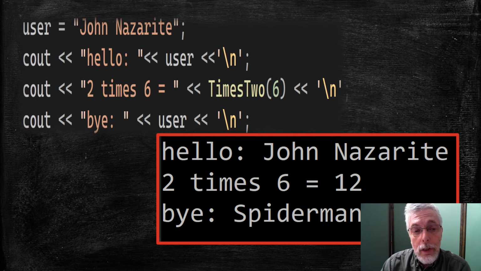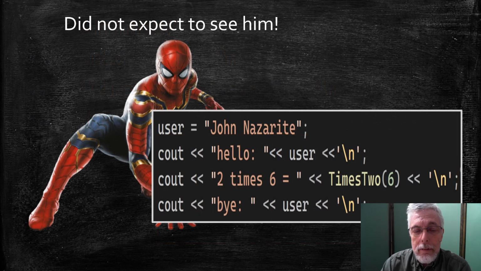Turns out when this code runs, it doesn't give us what's expected. I would expect to see hello John and 2 times 6 equals 12, and I see that, but at the end it says bye Spider-Man. All right. That was completely unexpected looking at that fragment of code. There's nothing in this fragment of code that says that.